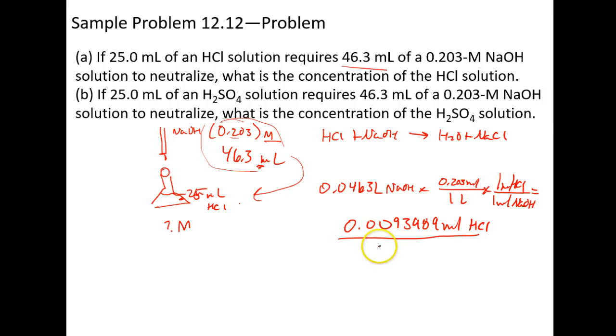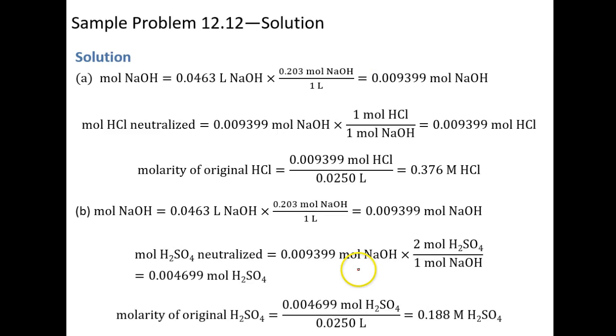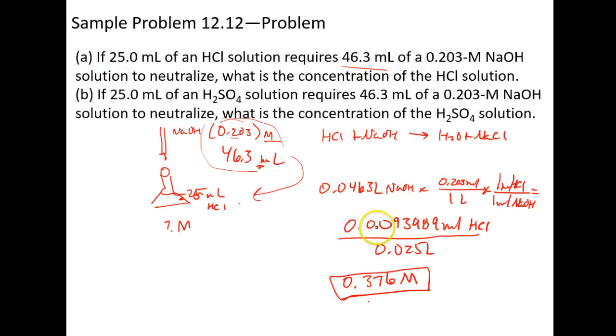I now divide this by my 0.025 liters, and I should have 3 sig figs at the end, a concentration of 0.376 molar. This is a classic stoichiometry problem. All right, just to double check. There, 0.376. Now the next problem is H2SO4 and sodium hydroxide.